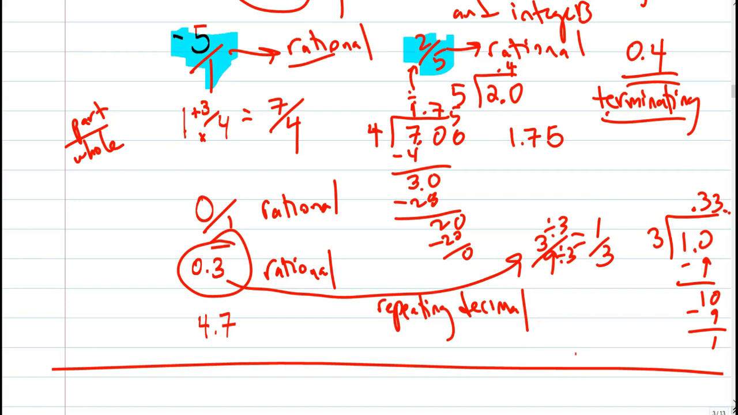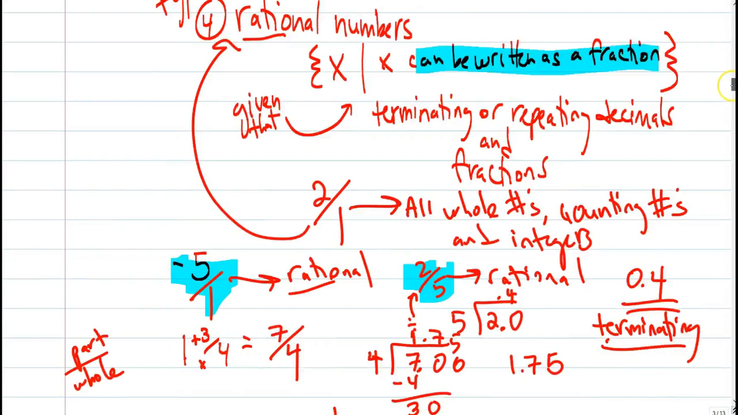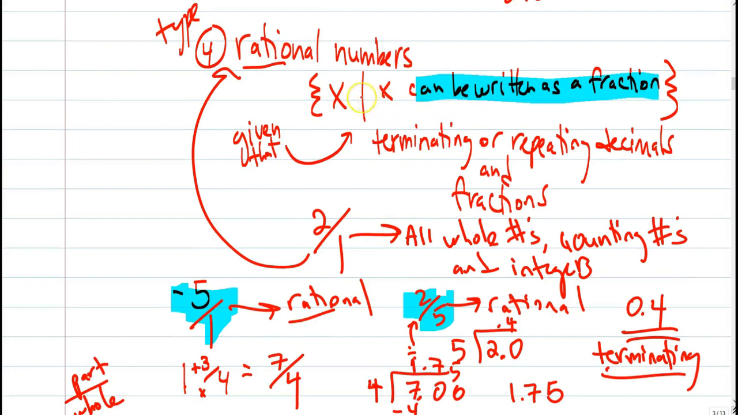What about 4.7? That's not a fraction, not a repeating decimal, but you have to remember from before: if it's a decimal that terminates, then it is still rational. Okay? So let's go back up over the definition real quick. Rational, any number that can be written as a fraction. What does that really mean? Any number where the decimal terminates, that was right here, or repeats.